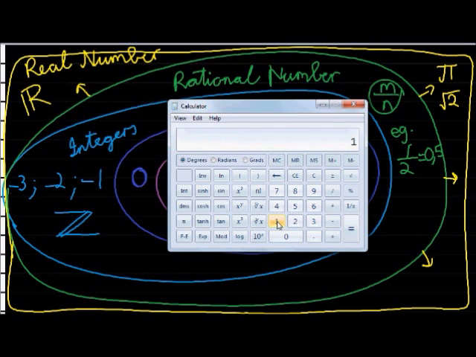If I take 1 divided by 7, that's an integer divided by an integer, and the answer I get also goes on forever and ever, but look at the pattern: 0.142857, 142857, 142857. Do you see, it repeats itself, and therefore it is not irrational. It makes rational sense. And there's a way of going from here back into a fraction, and that you might learn later as well.